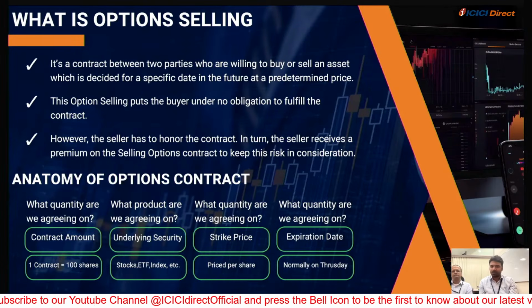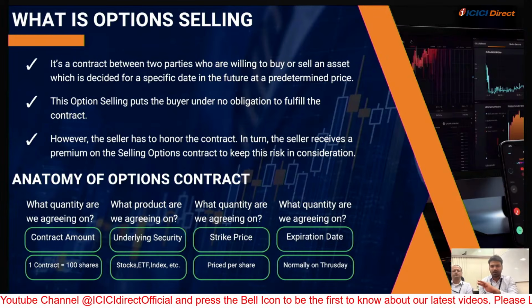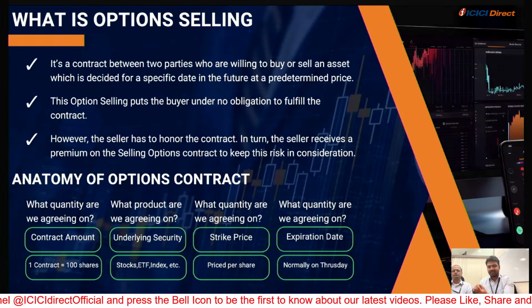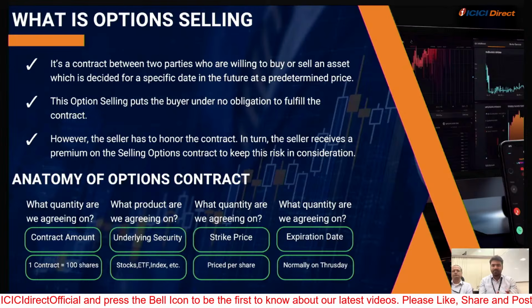It is a contract between two parties who are willing to buy or sell an asset which is decided to a specific date in future at a predefined price. इसको अगर हम normal भाषा में बात करें तो if you're planning to sell a nifty contract, we have nifty contract at weekly basis and monthly basis, तो वो date हो जाएगा आपका. And second is predefined price is nothing but your premium.